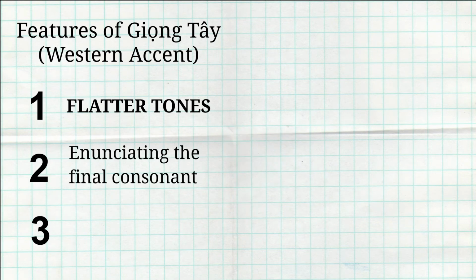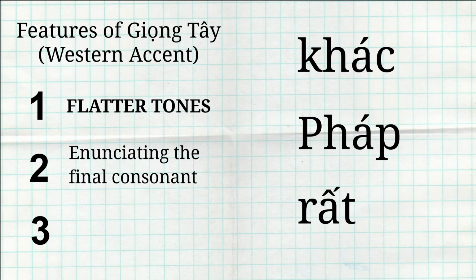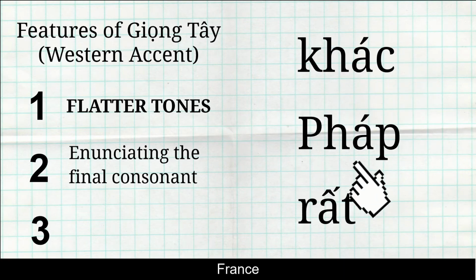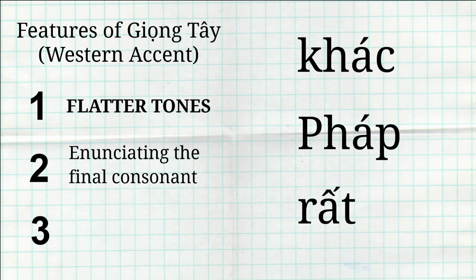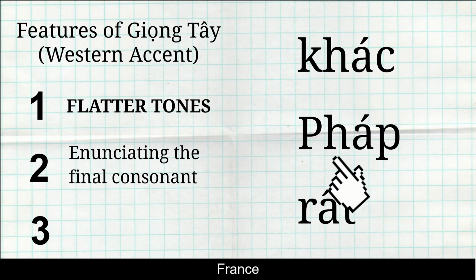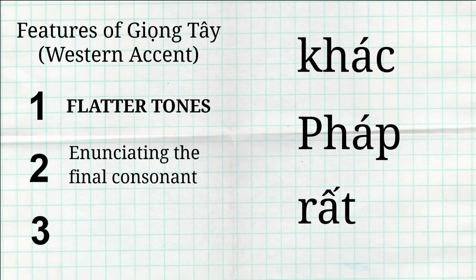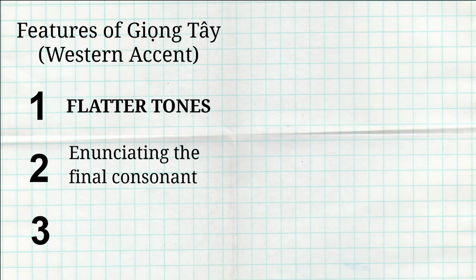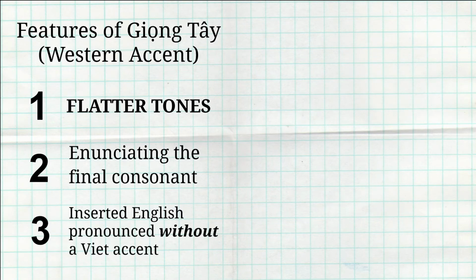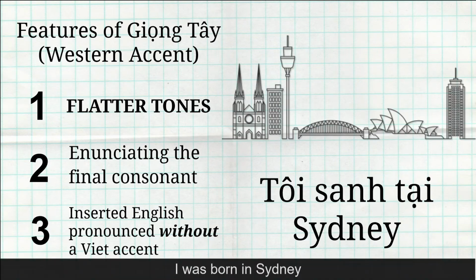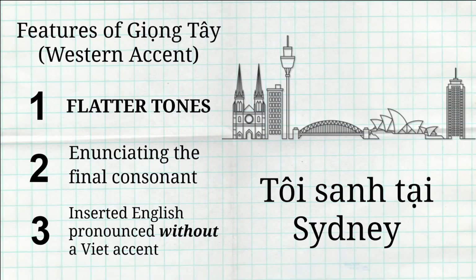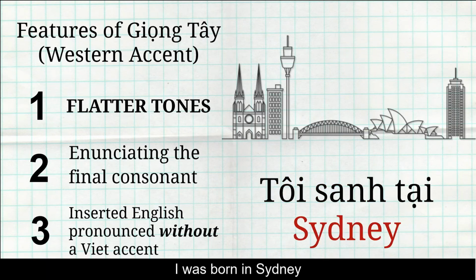Secondly, we tend to enunciate the final consonant. For example, kak, fab, rut. Technically, it's meant to be smooth like this. Kak, fab, rut. This difference is quite subtle, and when you speak faster, it's barely even noticeable. Finally, when we use English words while speaking Viet, we tend to pronounce it without a Viet accent. For example, instead of tôi sinh tại Sydney, I'd say tôi sinh tại Sydney.